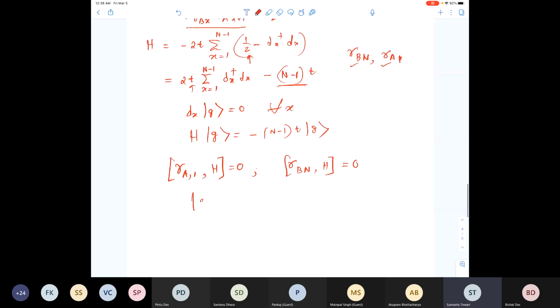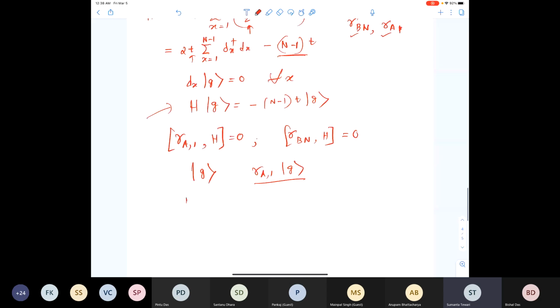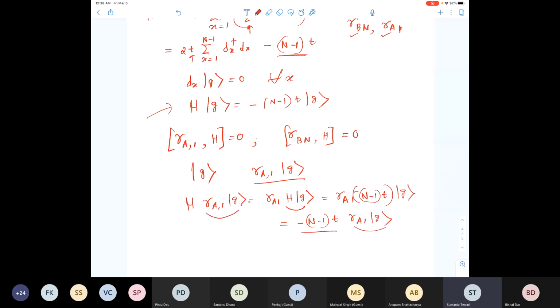Which means that if you have a ground state G defined by these conditions, then gamma_a1 G will also be a ground state. As most of you can see, if there's an operator that commutes with the Hamiltonian, then you can write H gamma_a1 G equal to gamma_a1 H G. This will give you minus (n minus 1) t, the ground state energy, and you can bring this outside gamma_a1 G. So gamma_a1 G has the same energy as the ground state.